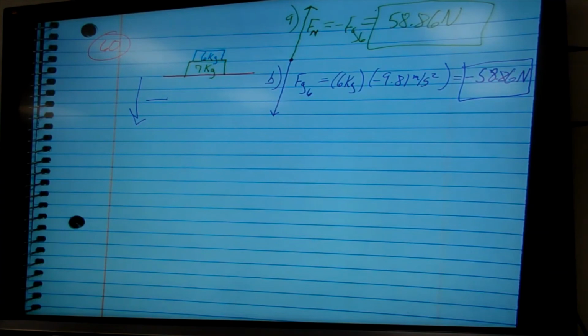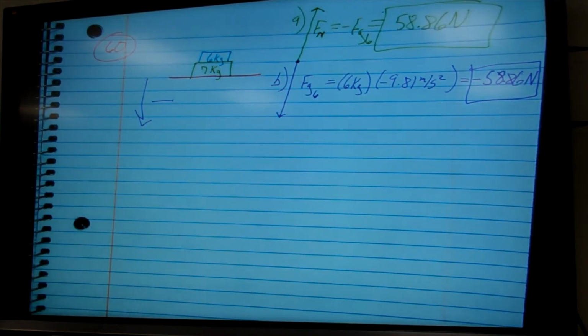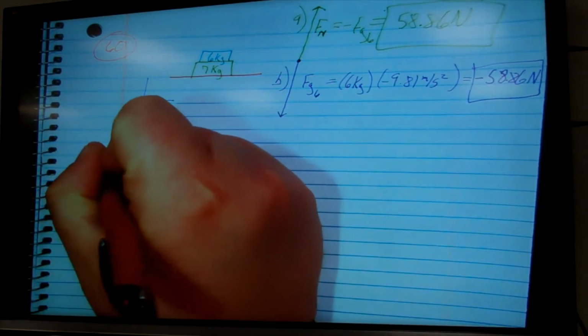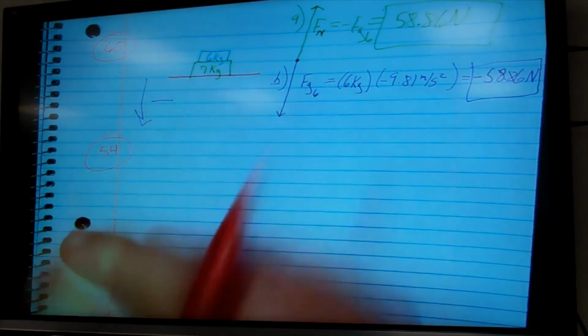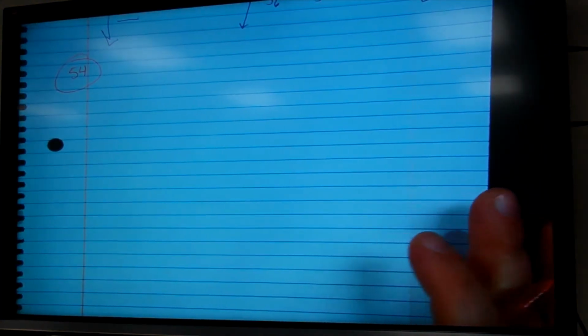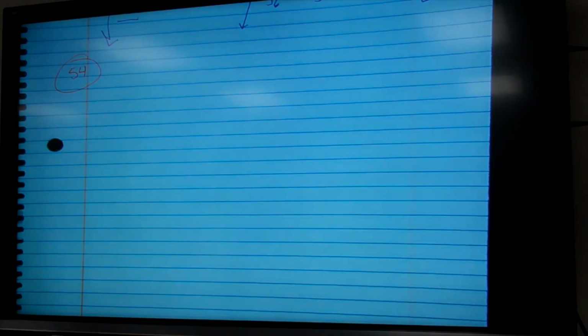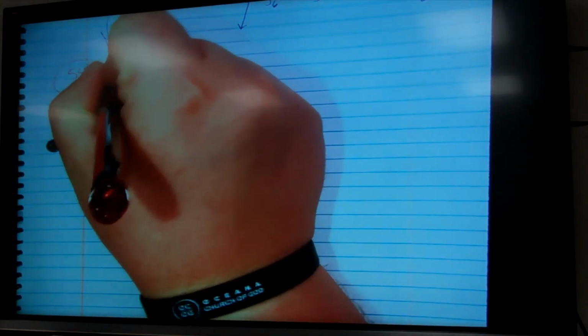So let's jump in. Let's do 54 now. All right, number 54, a 65 kilogram diver. So I'm going to take that mass.